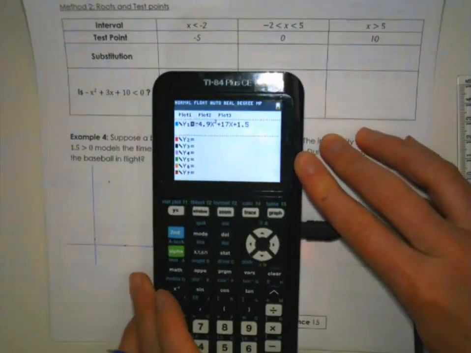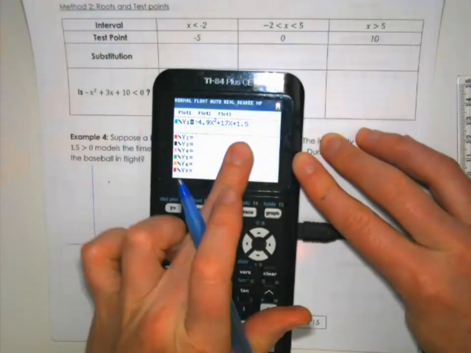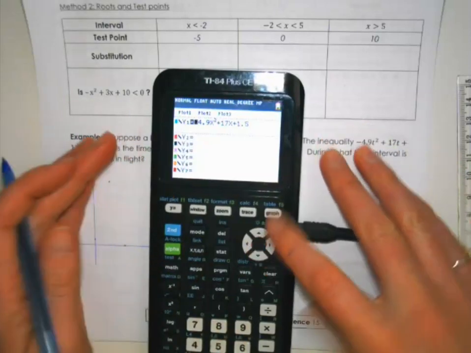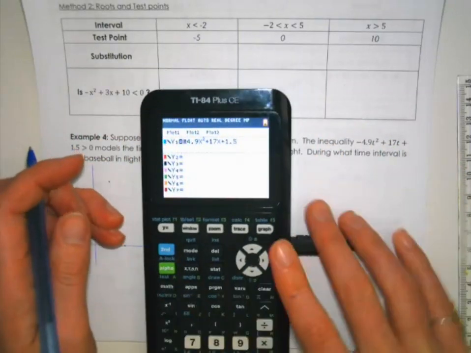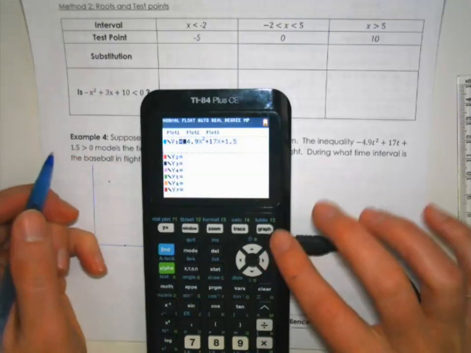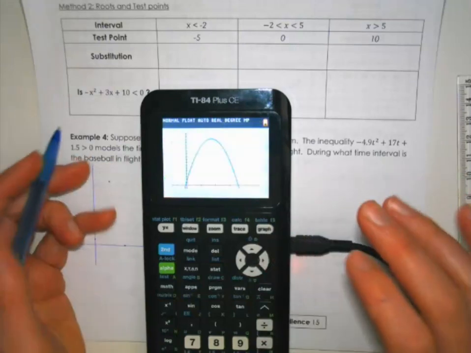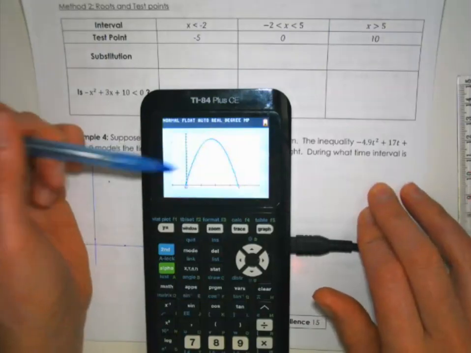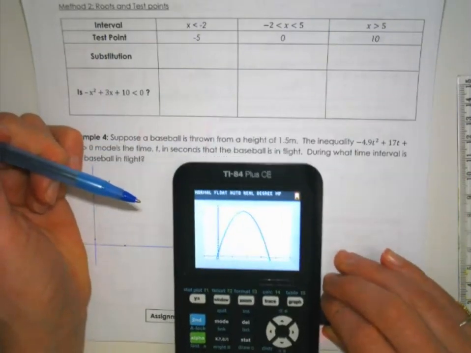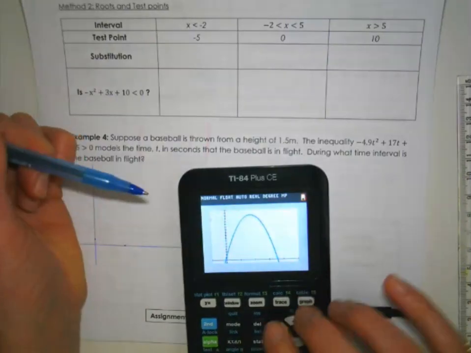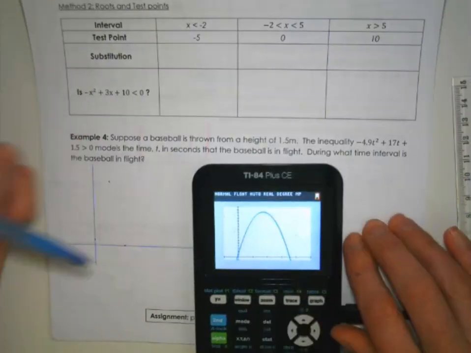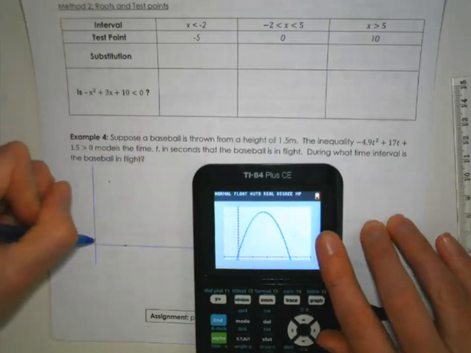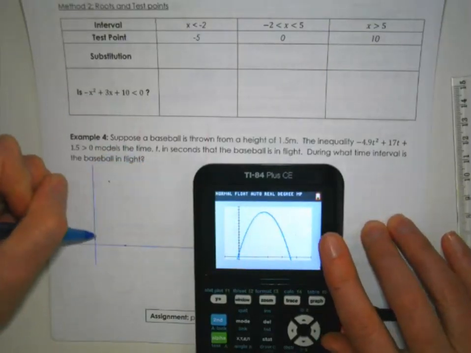So just going into your graphing calculator, entering the equation for the parabola, negative 4.9x squared plus 17x plus 1.5. And then when we go to our graph, the standard window settings are fine. I did modify it just so that you guys could see it a little more easily, but you will be able to see what you need to see with the standard window settings. You won't see the vertex, but we don't actually worry too much about that for this one.